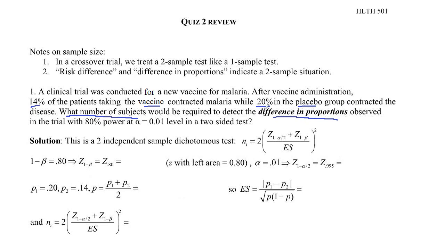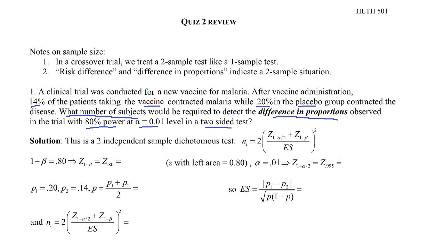Difference in proportions. Proportions are dichotomous outcome, and we're doing a difference, so this is 2 sample, and you would suspect 2 sample here because we've got 2 percentages here, a vaccine group and a placebo group. We're using 80% power, alpha is 0.01, and we have a 2-sided test.